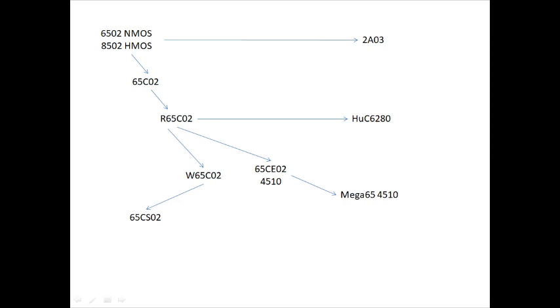65CS02. Then Commodore took the R65C02 and extended it in their own ways and made the 65CE02, which was then bolted to 2 CIAs to make the 4510, which was to appear in the Commodore 65, and subsequently the Mega 65 team have evolved the 4510 even further.